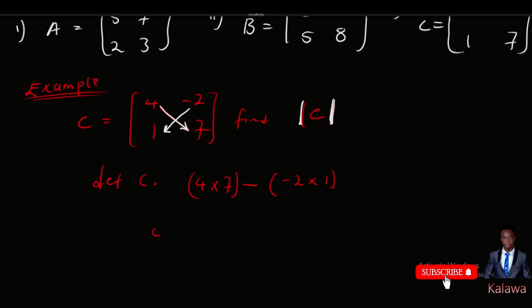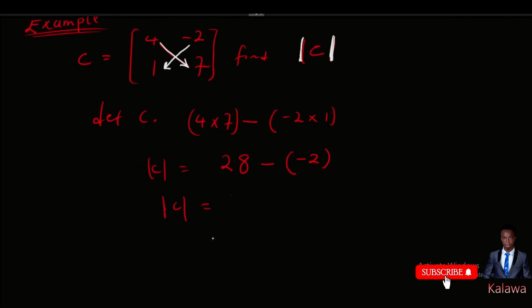So the determinant of C is going to be 4 times 7, which gives us 28. And remember there is a sign here, so take note of the sign. So minus 2 times 1 is minus 2, and minus times minus 2 is going to be plus 2. So the determinant of C now is going to be 28, minus times minus gives us plus 2. So this is going to be 30. So the determinant of C is going to be 30.